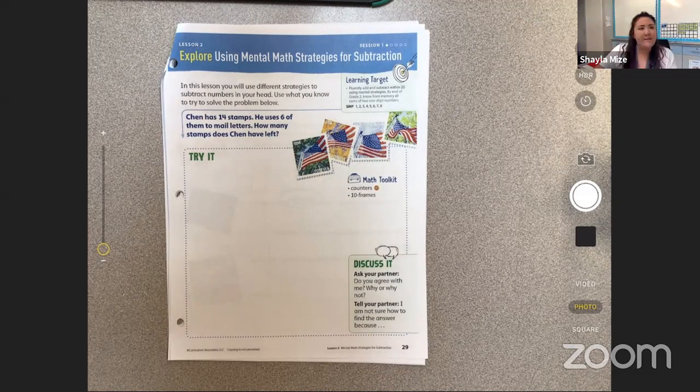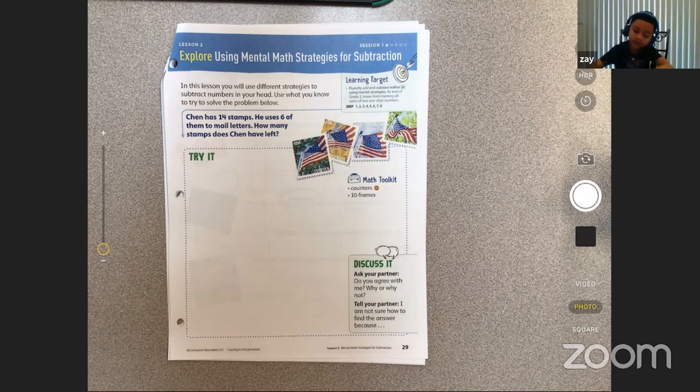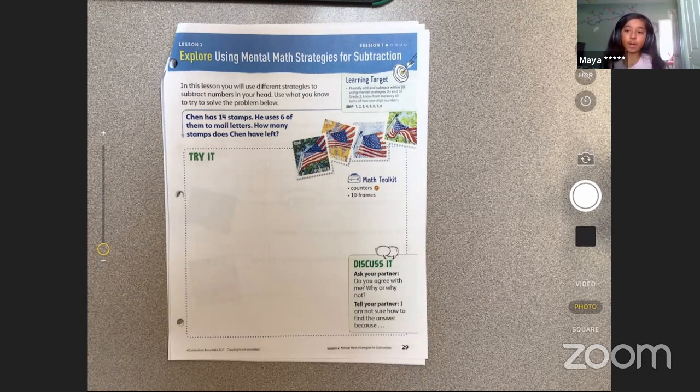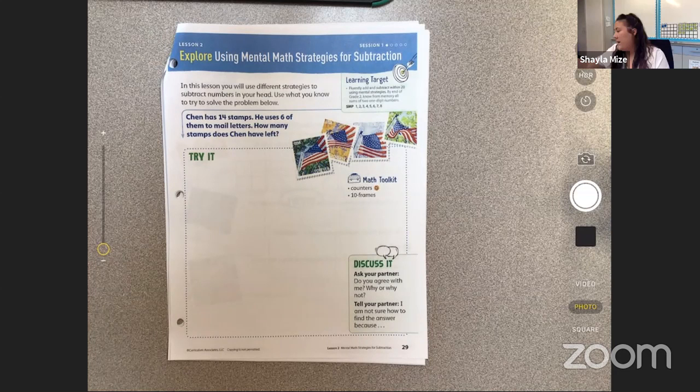Maya, what method did you use? Number bond. You did a number bond too, and does your number bond look similar? It has the 14 on top and the 8. Okay. Did anyone else do a different method?